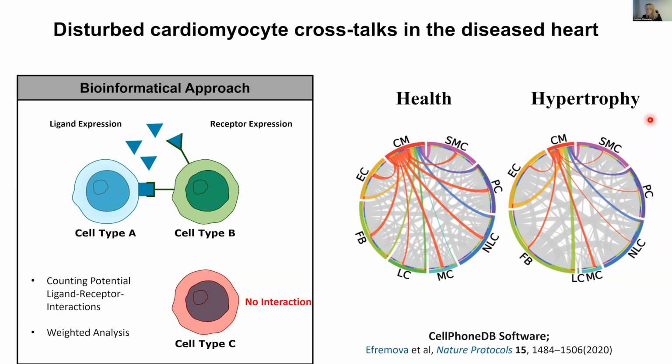If you see the same picture in the hypertrophied hearts, these lines become thinner, indicating that the number and rate, so the interaction power between cardiomyocytes and other cell types, particularly endothelial cells, becomes less.